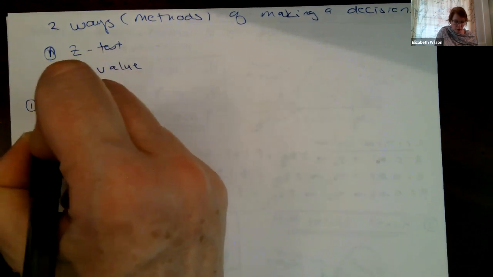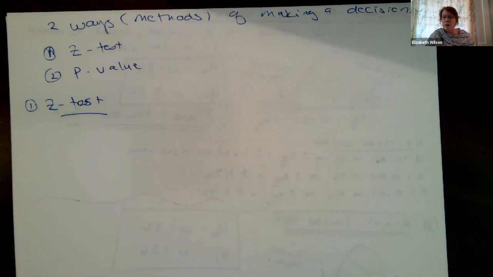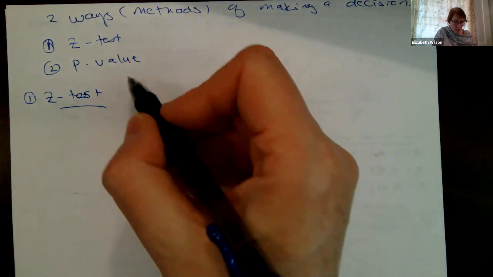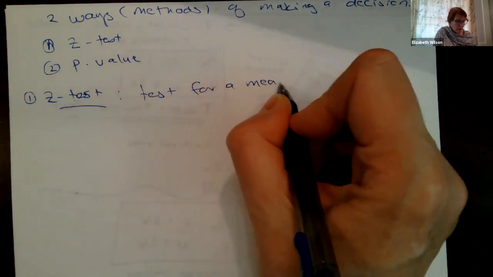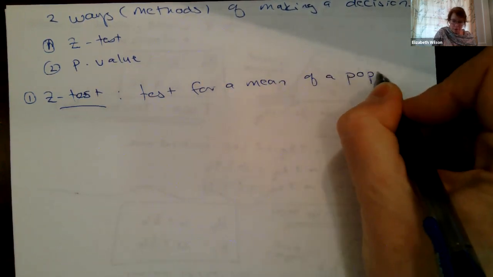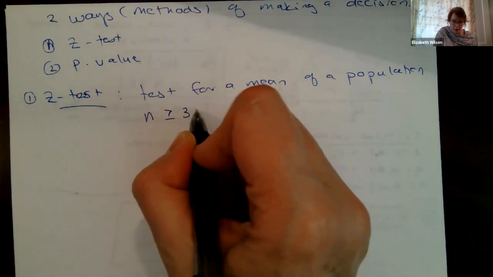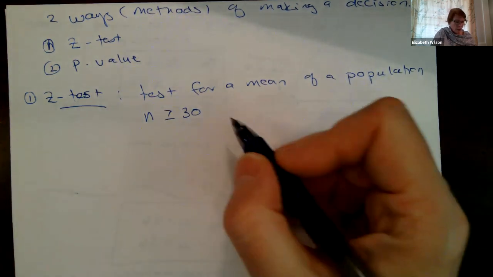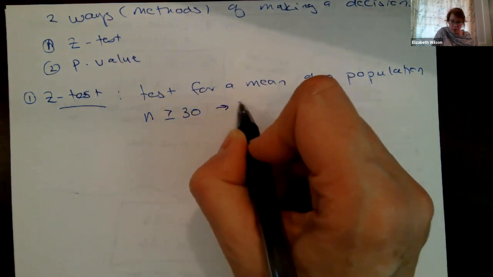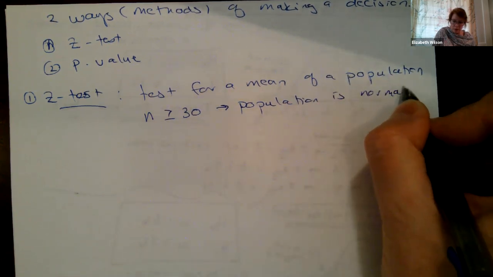Okay, so for example, if we do the z-test, the z-test means that we're using our z-value in order to make our statistical decision. So we're going to talk about the test for a mean of a population. For the z-test, we want our n to be greater than or equal to 30, so we have enough statistical power to actually use a normal distribution. If the n is greater than 30, we can assume that the population is normally distributed.